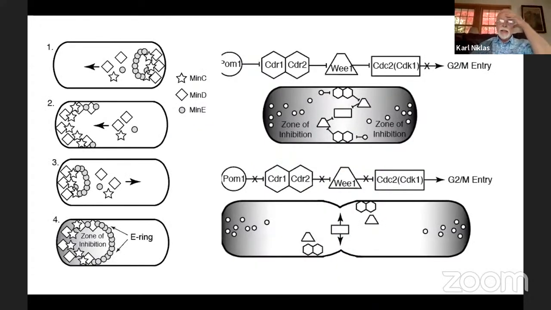So let's step back and ask ourselves, is size controlled in the same way? Now, these are two diagrams showing what provokes cell division. Here on the left, this is Escherichia coli. And here on the right, you see how cell size is limited just before cell division in the case of the fission yeast. Now, in the case of E. coli, it turns out that the cell learns how to divide by an oscillatory migration of a series of proteins that migrate from one end of the cell to the next.